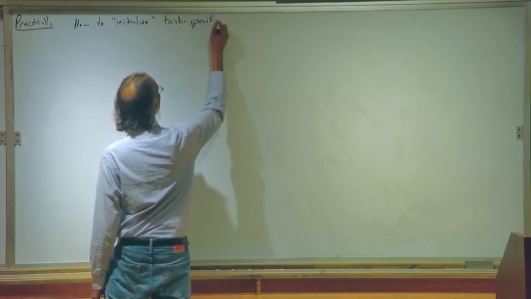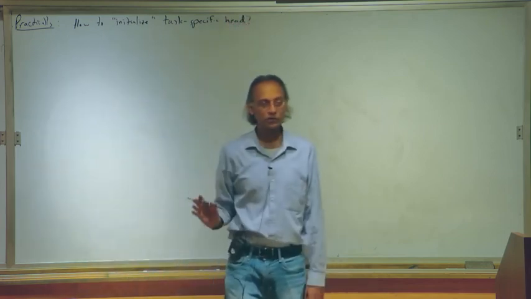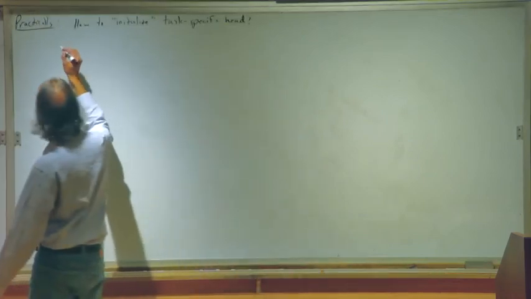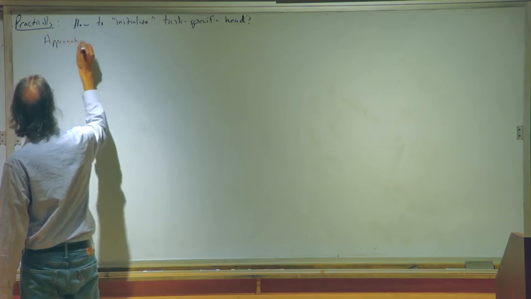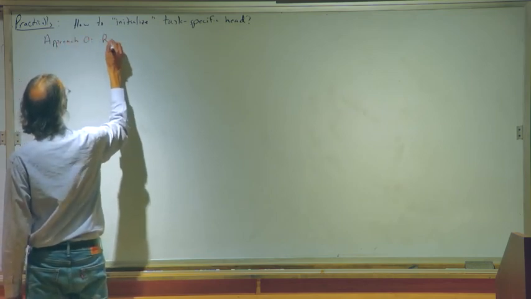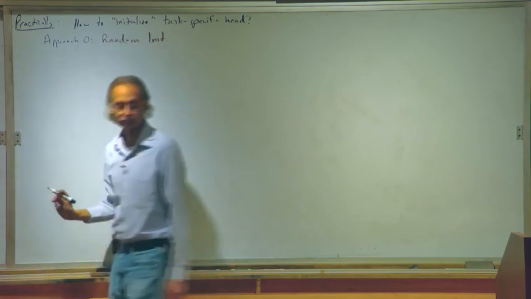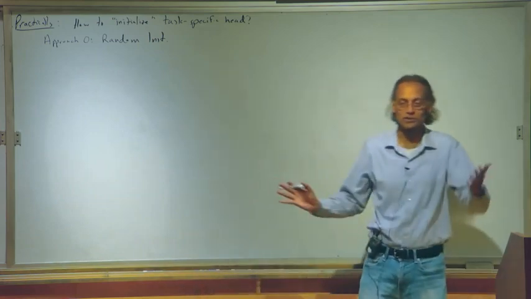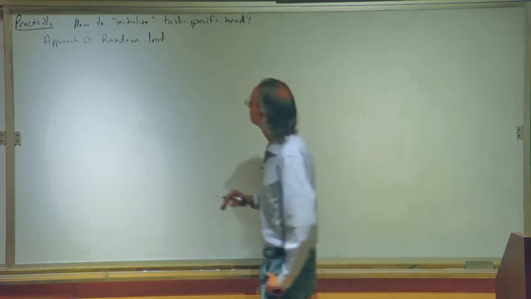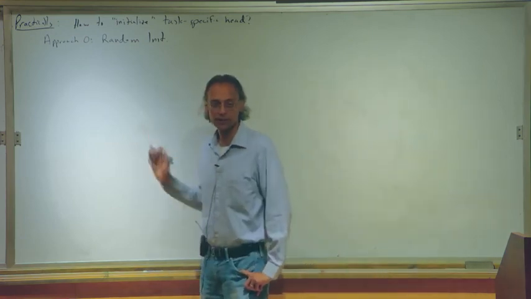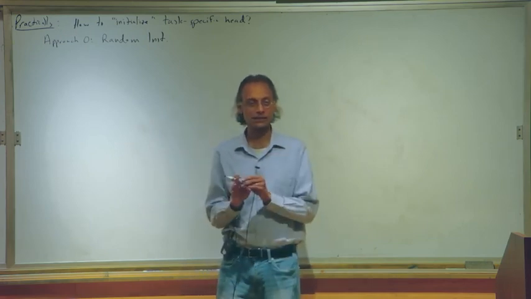Task-specific head. So one thing you can do is approach 0: random initialization. Which is, of course, what you always do, right? If you don't know what to do, randomly initialize it. So you randomly initialize it, and great, it's randomly initialized. And then you just start doing your fine-tuning. Okay, so we mentioned this last time at the end.